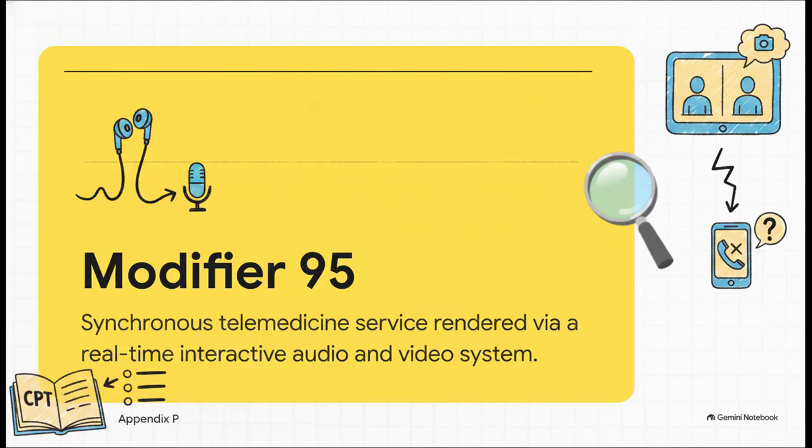And the absolute gold standard for this is Modifier 95. By definition, Modifier 95 is used for a synchronous telemedicine service rendered via a real-time interactive audio and video telecommunications system. I really want to highlight the strict requirement here. You absolutely must have both audio and video functioning in real time. If the video cuts out and the visit just continues over the phone, the requirements for 95 are no longer met. Also, just keep in mind, the specific CPT codes that apply for Modifier 95 are conveniently listed right in CPT Appendix P.